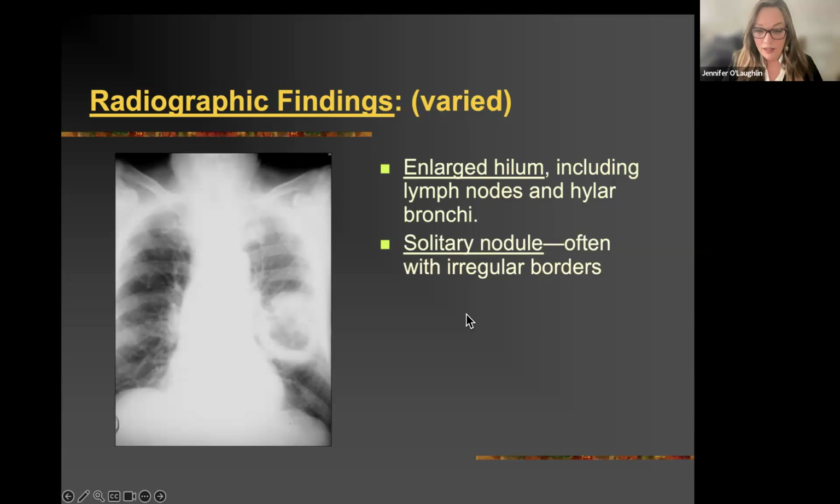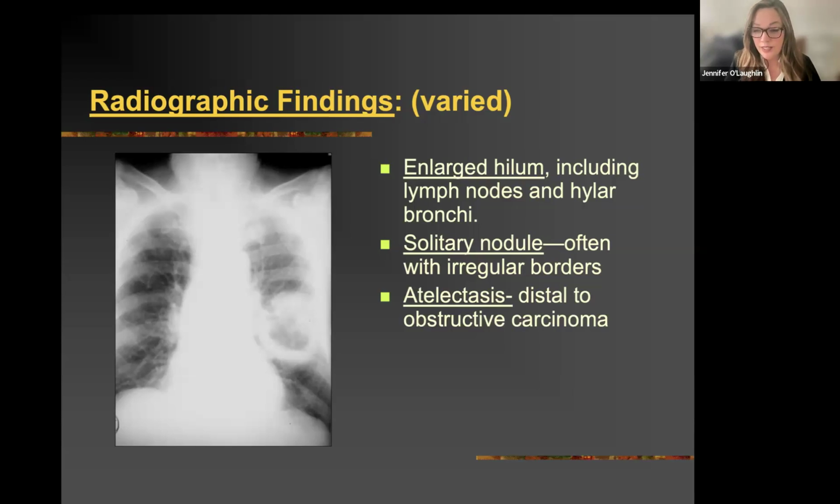You can see a solitary nodule, just like with bronchoadenoma. However, this time the borders tend to be more irregular, so you'll see irregular borders to the mass. And then you can see atelectasis distal to wherever the tumor is if it's obstructing airflow. If the tumor is blocking the airflow of the bronchial tree, then you'll get collapse of the alveoli distal in the lung that's being fed by that bronchi.